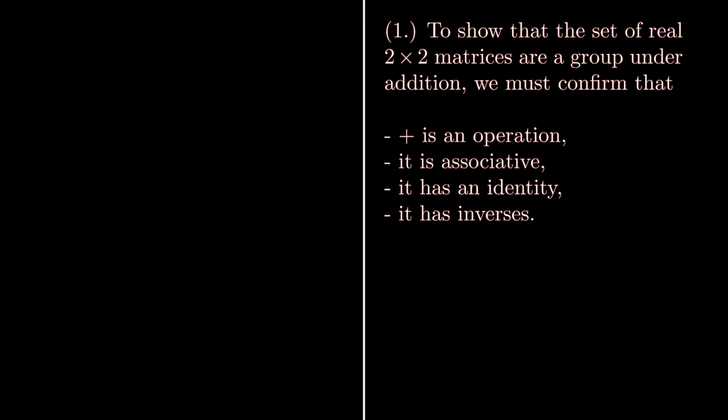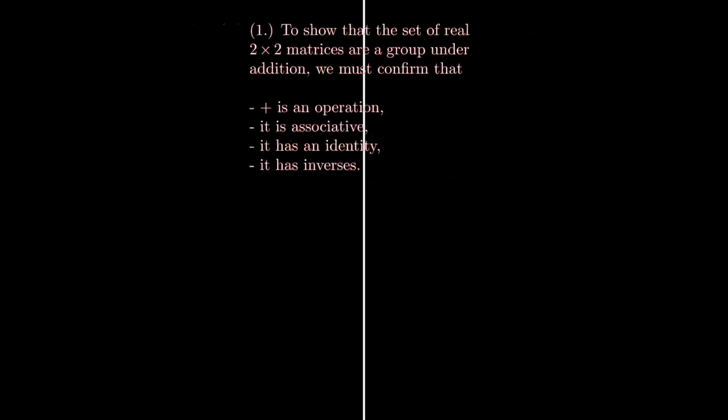So here, recall what the first exercise was: to show that the set of real 2 by 2 matrices is a group under addition. To do this, we must show that plus is an operation, that plus is associative, that it has an identity, and that it has all inverses. So let's get started by confirming that plus is an operation.